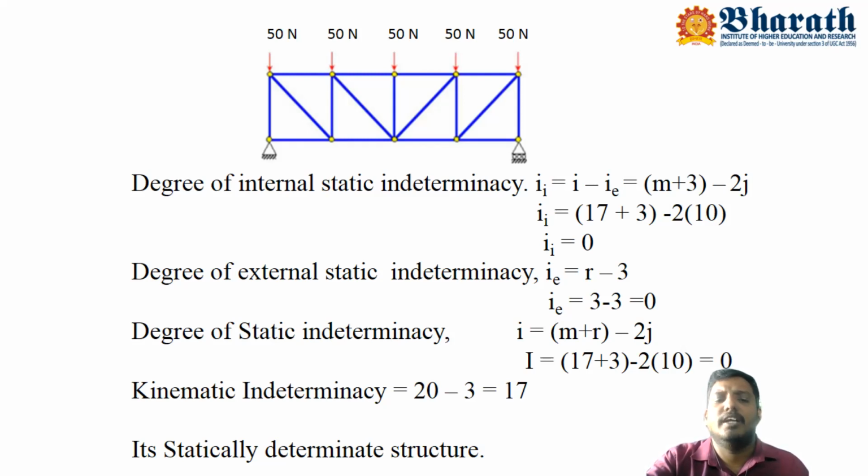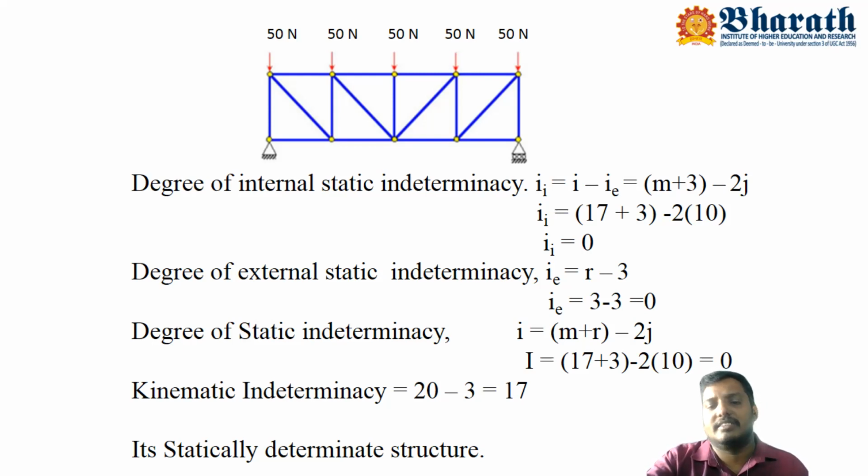Therefore, the total degree of static indeterminacy is the external indeterminacy plus the internal indeterminacy. Adding these two equations, finally we get m plus r minus 2j, where m is the number of members in the truss structure, r is the reactive forces from the supports, and j indicates the number of joints. When we substitute, we get the degree of static indeterminacy as 0, so this structure is called a statically determinate structure.